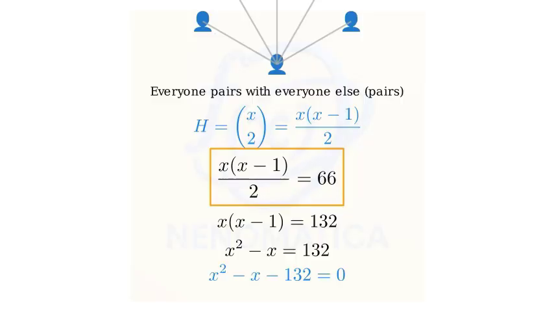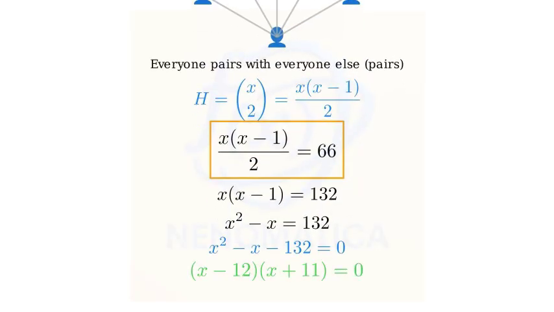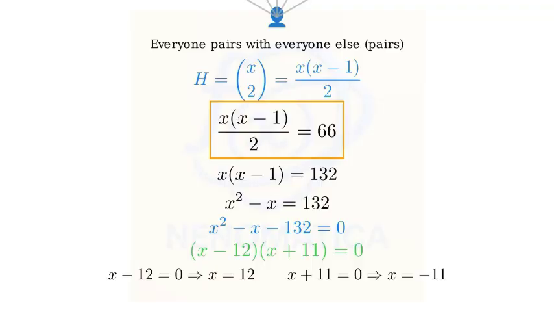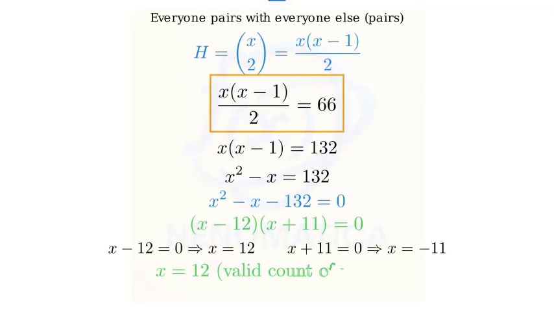Next, we factor the quadratic. X squared minus x minus 132 factors as left parenthesis x minus 12 right parenthesis times left parenthesis x plus 11 right parenthesis. Set each factor to 0 to find the solutions. Because the number of people cannot be negative, we discard negative 11. So x equals 12 people.